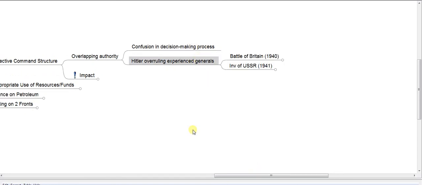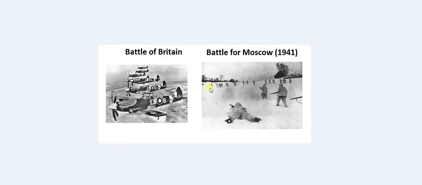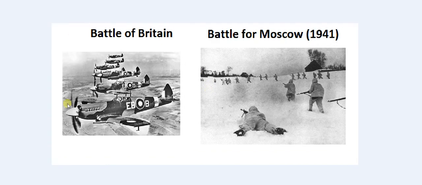So, for example, there are two main battles that we look at. The Battle of Britain over here, and secondly the Battle for Moscow, which was in the USSR. These two areas saw Hitler make certain mistakes that proved to be really, really costly.